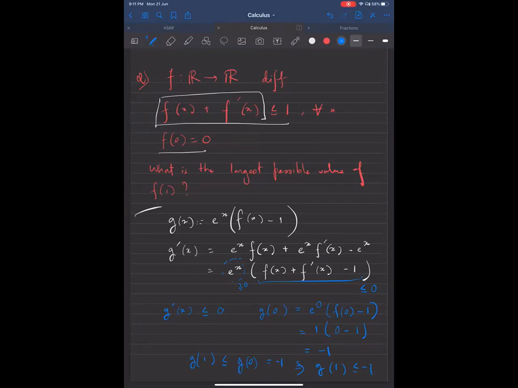Now, if that is the case, then what do we know about f(x)? So now what is g(1)? Let me just write it here. g(1) is nothing but e times f(1) minus 1. So this is less than or equal to minus 1. So now you just have to figure out what f(1) is less than or equal to: 1 minus 1 by e.